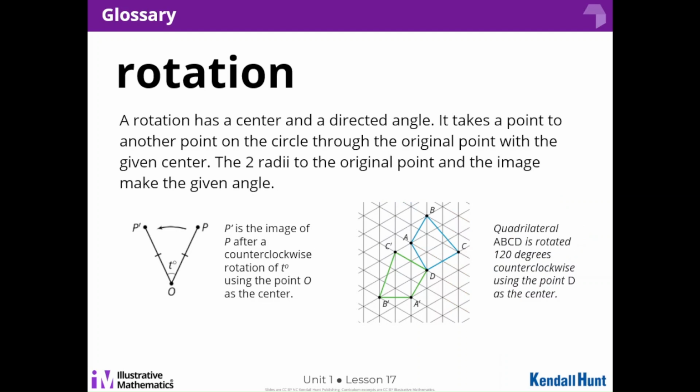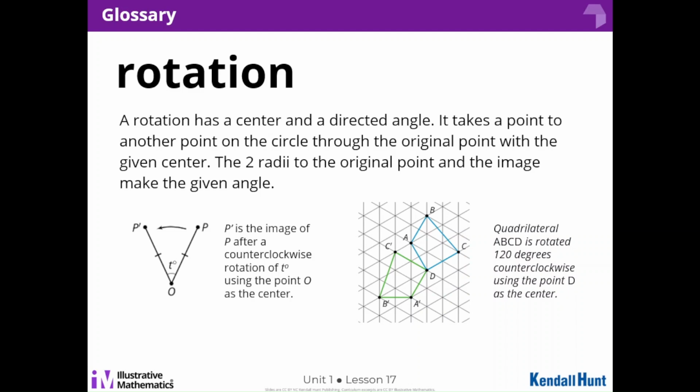Next, we have rotation. A rotation has a center and a directed angle. It takes a point to another point on the circle through the original point with the given center. The two radii in the original point and the image make the given angle. So on the left, the point of rotation is O. P is the original. It rotates counterclockwise t degrees and creates the image P prime.